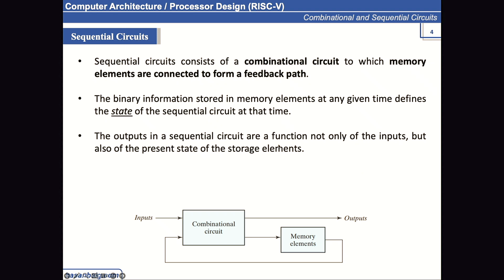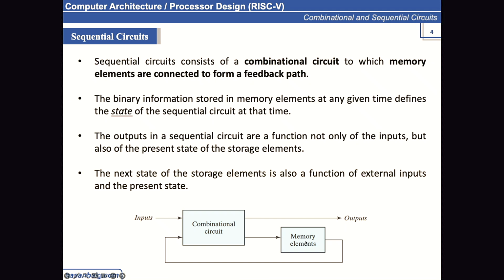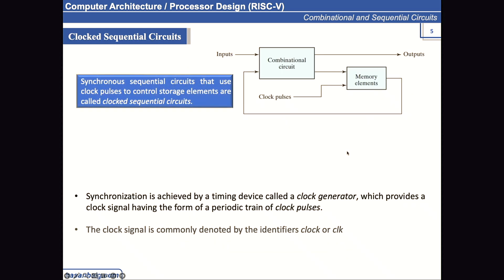The outputs in a sequential circuit are a function not only of the inputs, but also of the present state of the storage elements. And the same is the case with the memory elements: the next state of the memory element is also a function of the external inputs and the present state. Okay, so we have clocked sequential circuits. You see the difference between this diagram and this one is only an additional clock pulse.